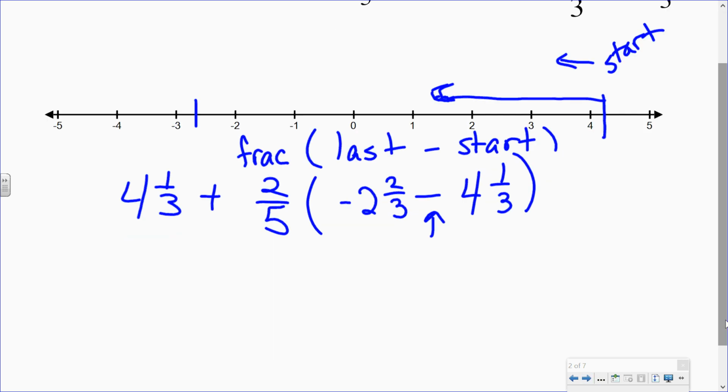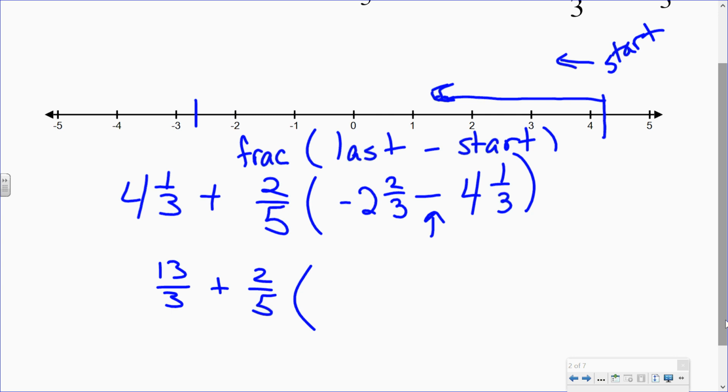So what we get here, 13 thirds plus 2/5. Can you guys just put together negative 2 2/3 and negative 4 1/3 and tell me what we have, or do I need to get those into improper fractions?